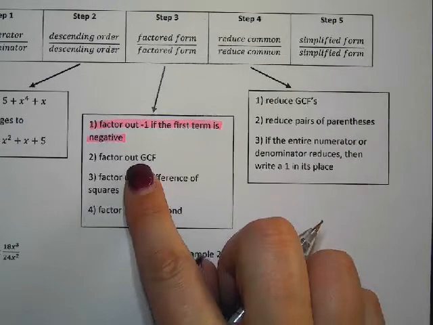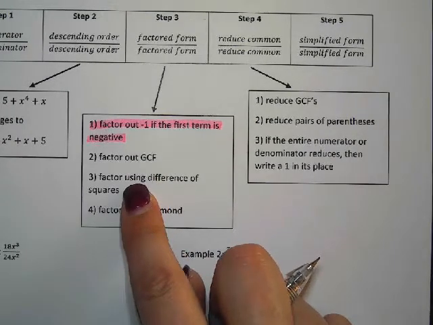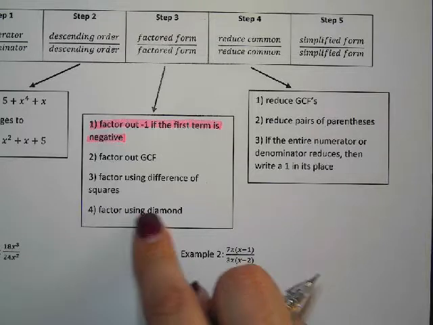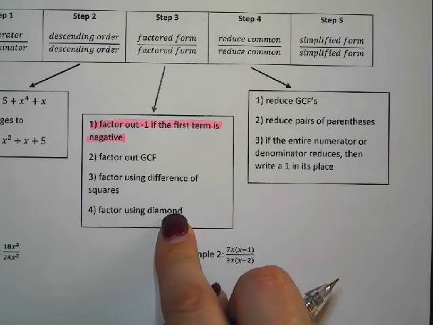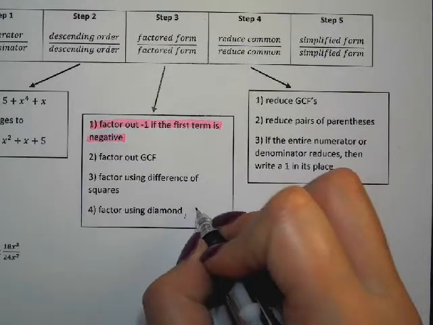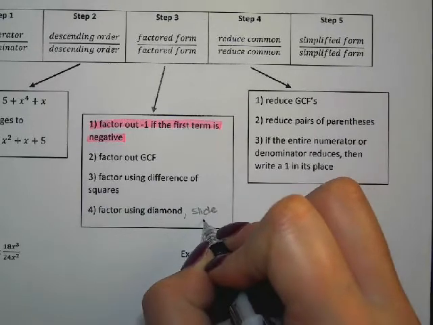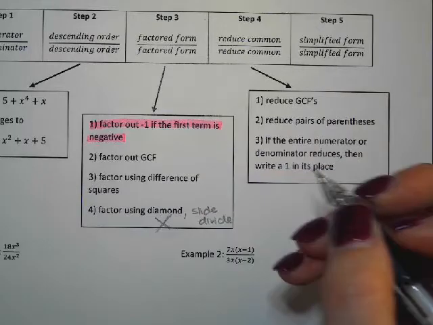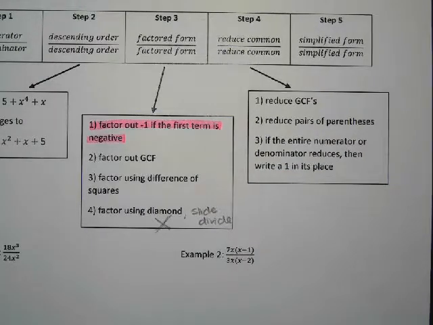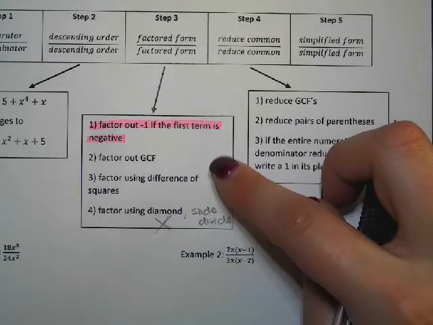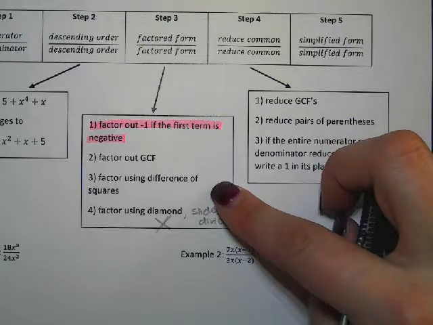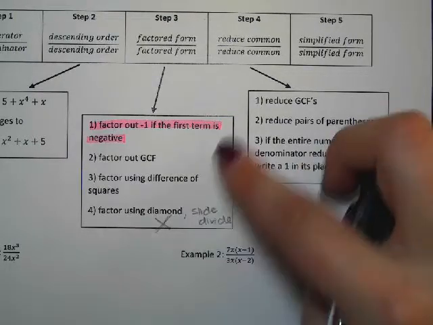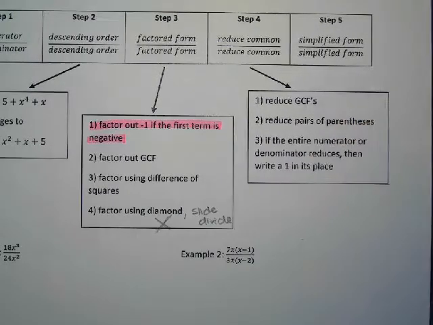The other types of factoring are GCF, difference of squares, diamond, or slide divide, right? And when I say diamond, all I mean is that X thing. So slide divide. It's not saying that every single one of these factoring methods is used every time, but this is kind of your list to check, okay?